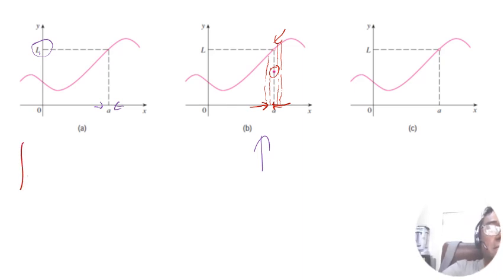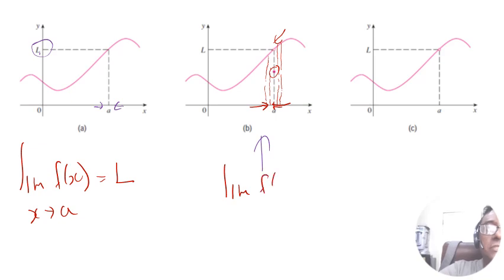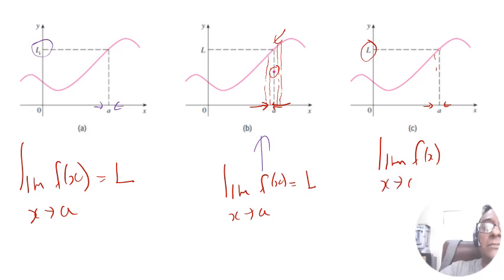So in this case, we say that the limit of the function f of x as x approaches a is equal to L. Similarly here, the limit of the function f of x as x approaches a is equal to L. And here, if you notice, as we approach from the left and from the right, the function is tending to the same limit L. So we say that the limit of the function f of x as x approaches a equals L. And there we have it.